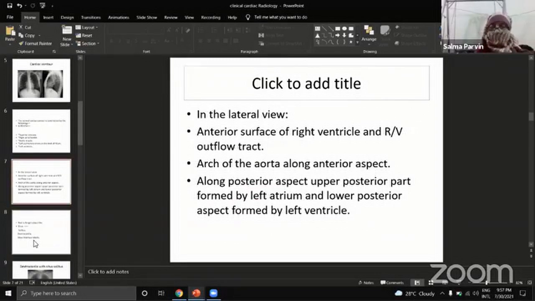Again, in the lateral view, I have said that the anterior surface of the right ventricle and right ventricular outflow tract form the anterior cardiac surface, the retrosternal surface, and the arch of the aorta along the anterior aspect. And the posterior aspect, the left atrium in the upper part, and the lower posterior aspect is formed by the left ventricle.